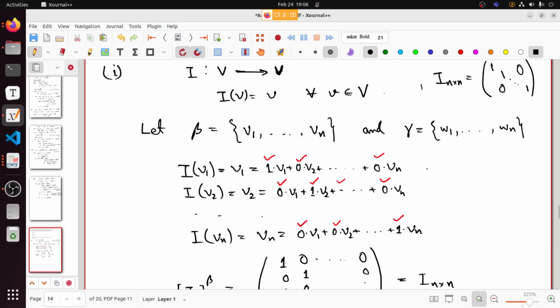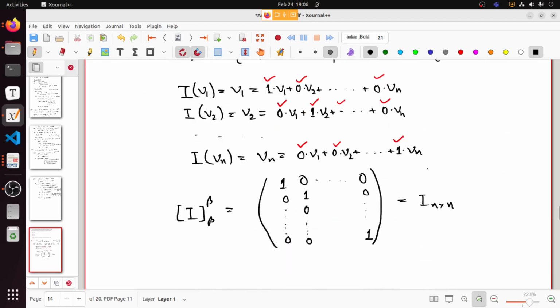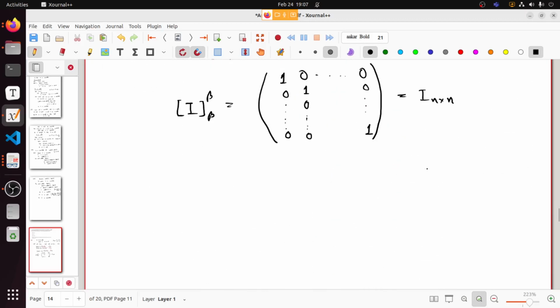Now we have to find I beta beta and I gamma gamma. So let's check. What will be the I of w1? This is the identity mapping, which means it will be w1. So just write it in terms of 1 w1 plus 0 w2 plus ... 0 wn.